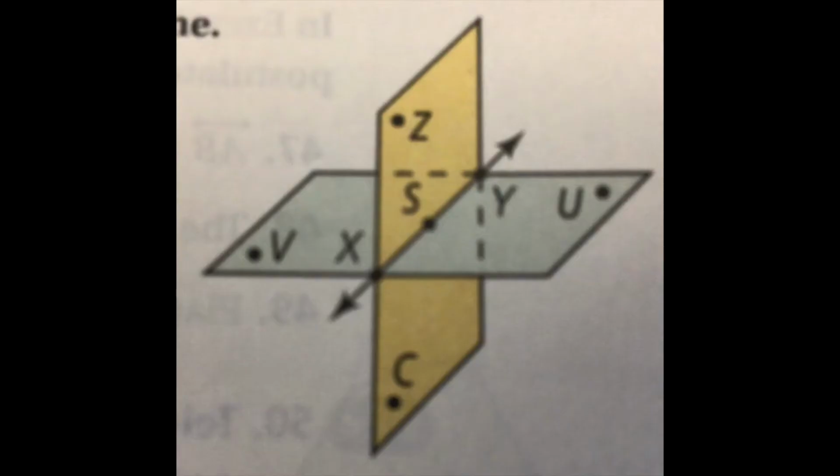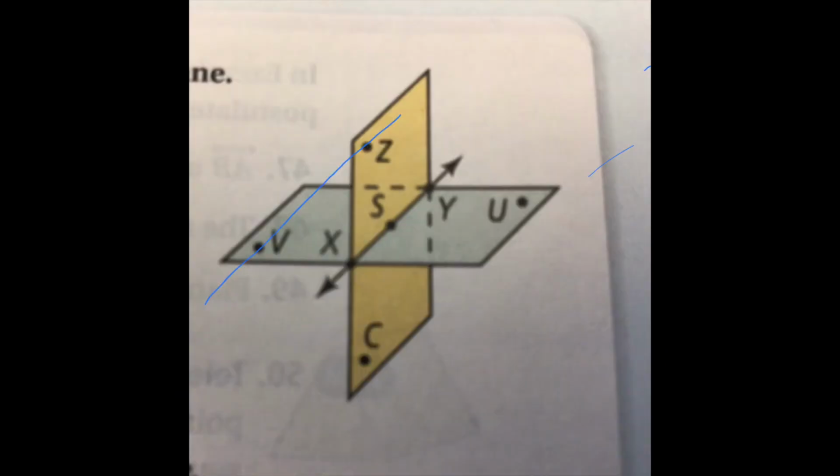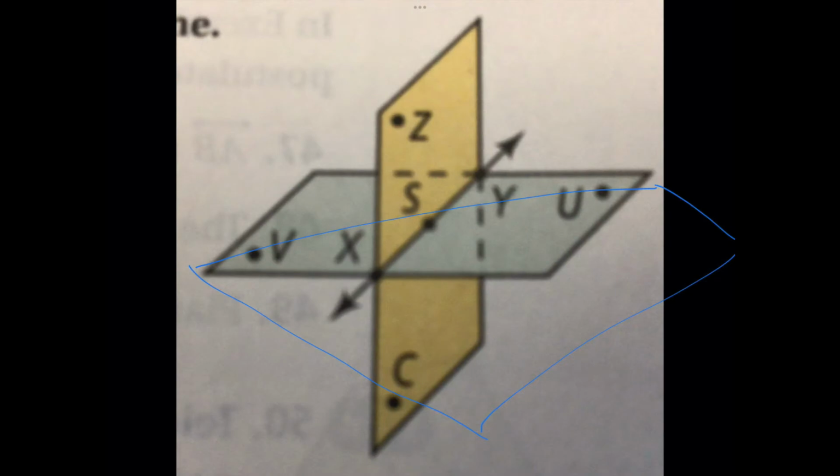Here's a diagram where you could identify which points are collinear and which points are coplanar. One example would be that points Z, S, and C are all coplanar. Remember that I could say that point V and point Z are collinear just because you can draw a line between any 2 points. And the same goes for any 3 points on a plane.